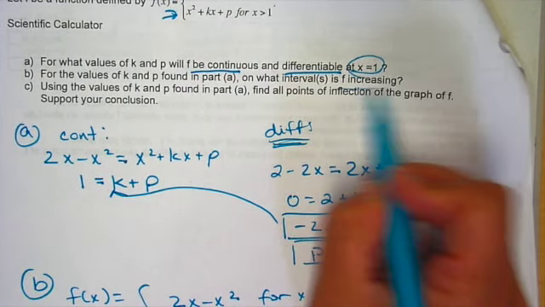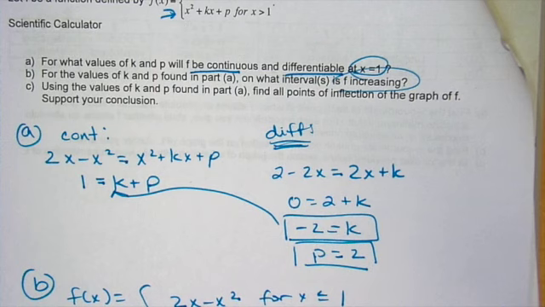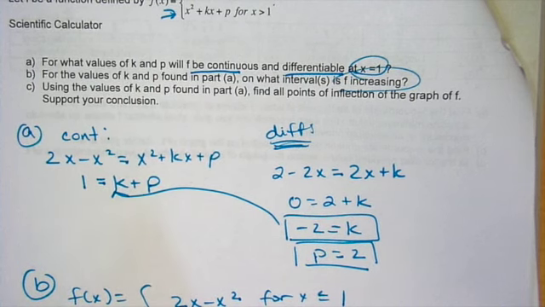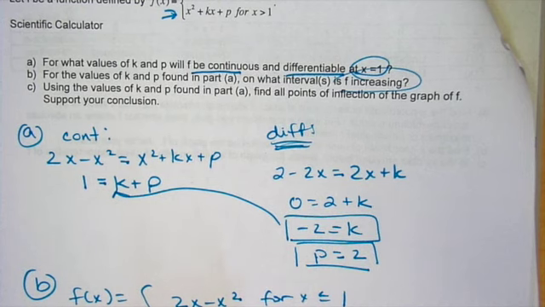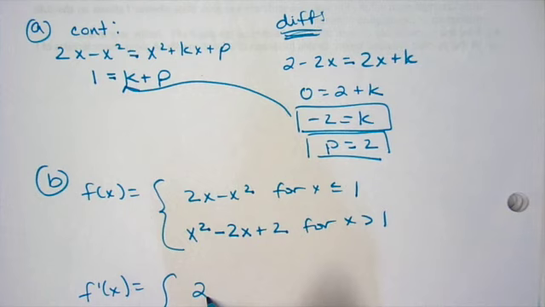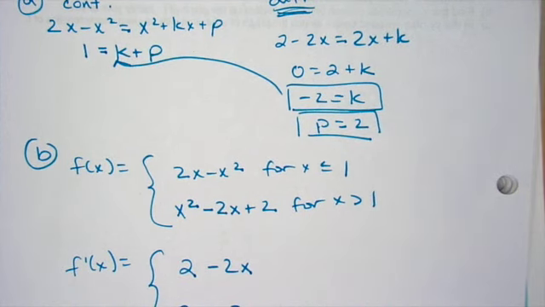So when you see these words increasing, you should be thinking about f prime. So it's a piecewise function, so I'm going to take the derivative, but I'm just going to do the two pieces separately. So the derivative of the first piece is 2 minus 2x, and the derivative of the second piece is 2x minus 2. Now let's think about what the sign of these pieces are.